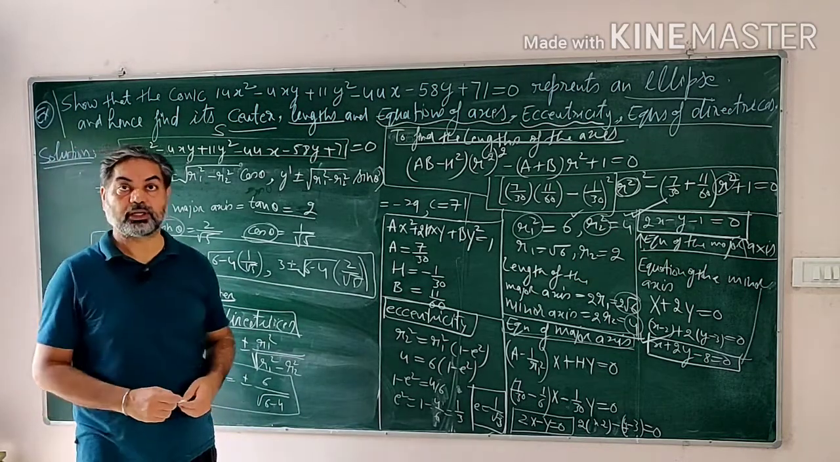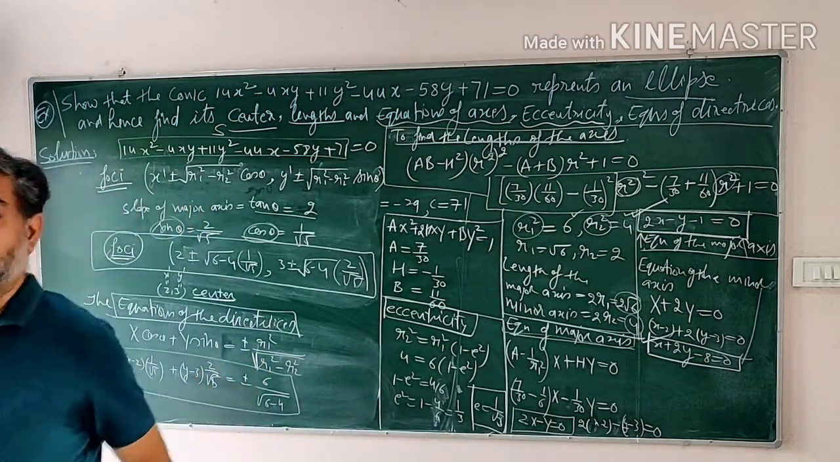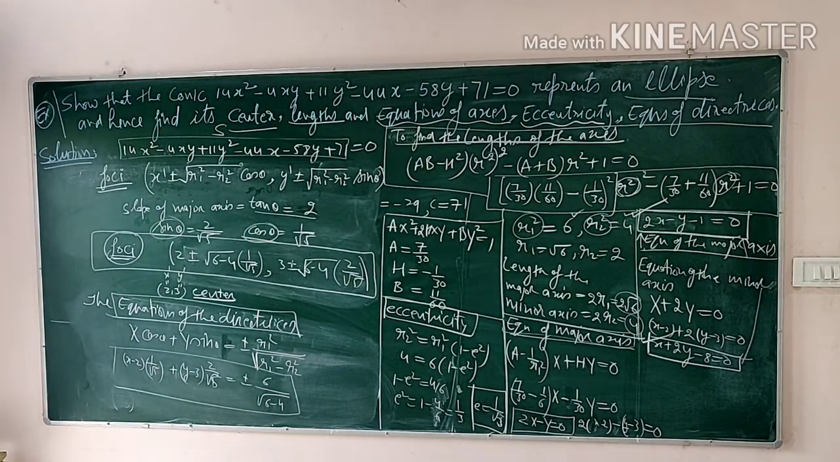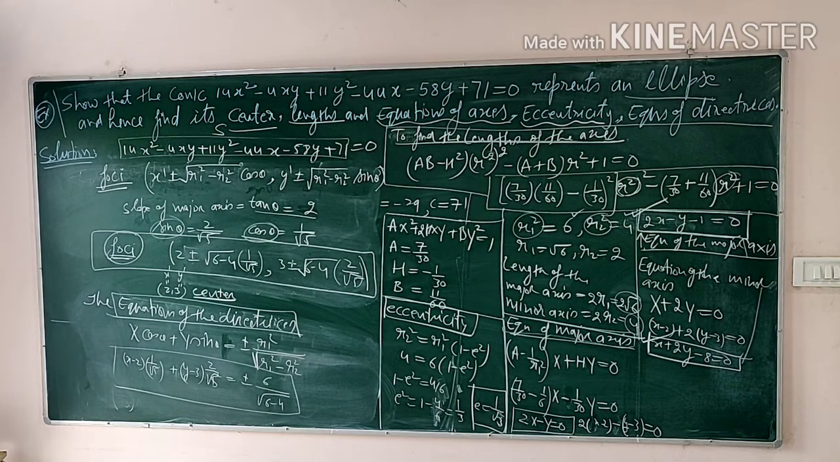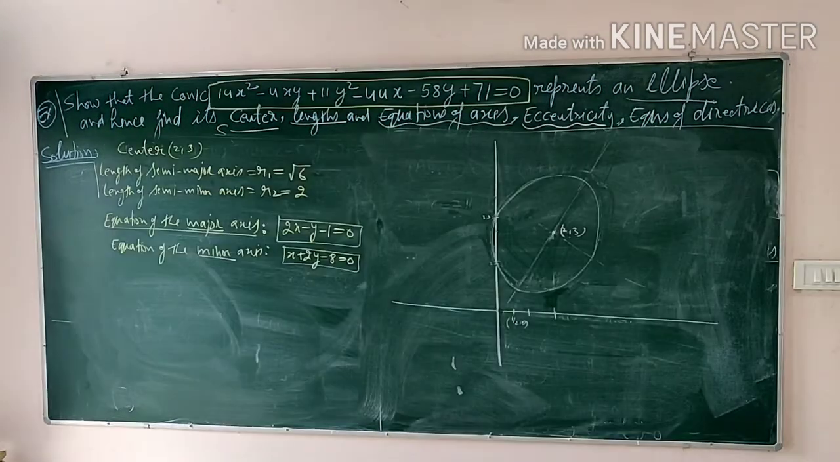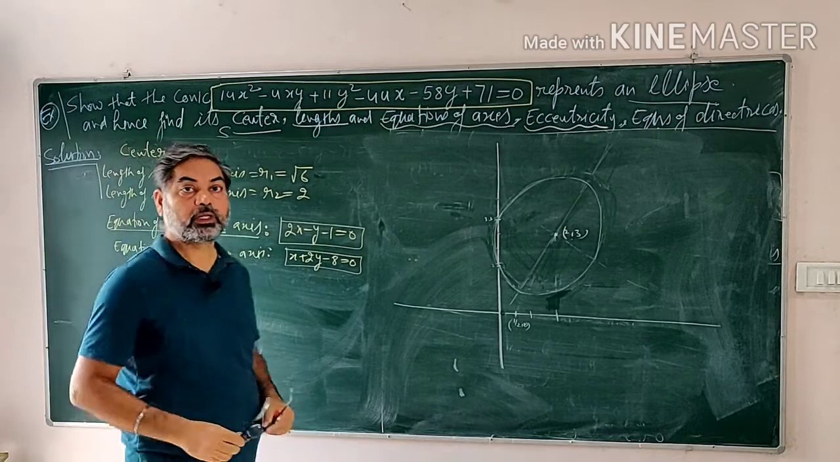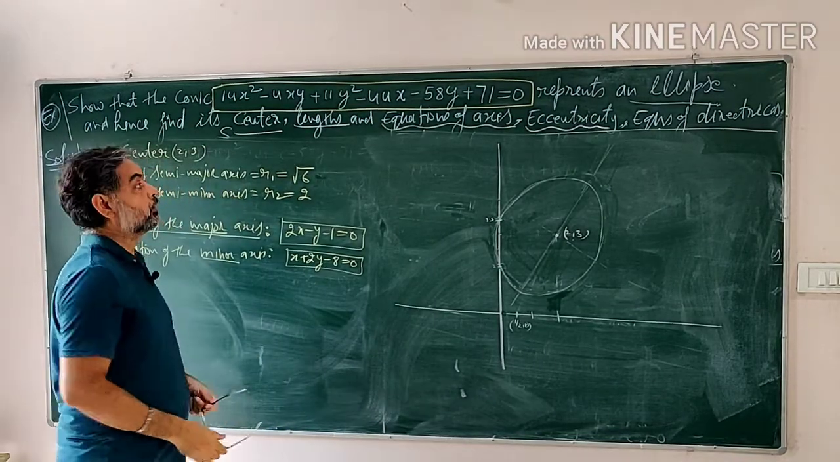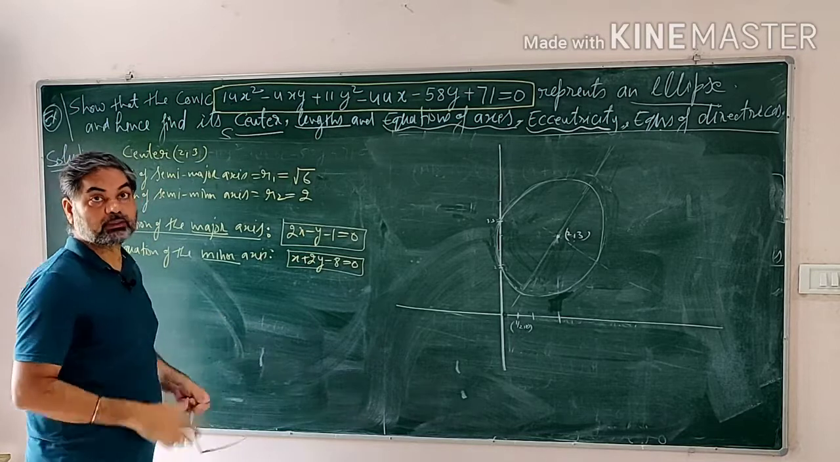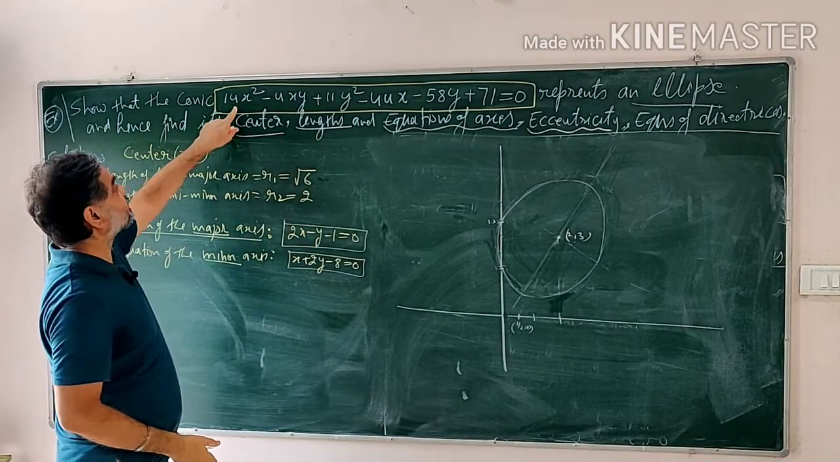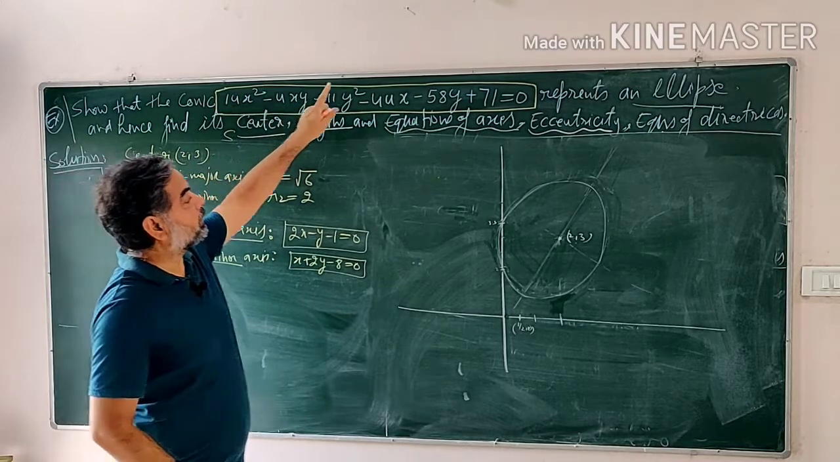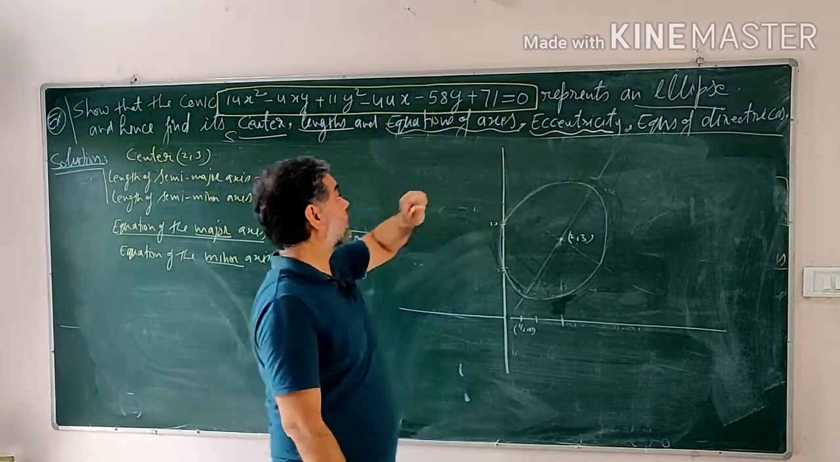So let's trace this conic now. We will draw this curve now. We have already seen that this is the equation given to us, and we have to show that this is an ellipse. We have already done that.